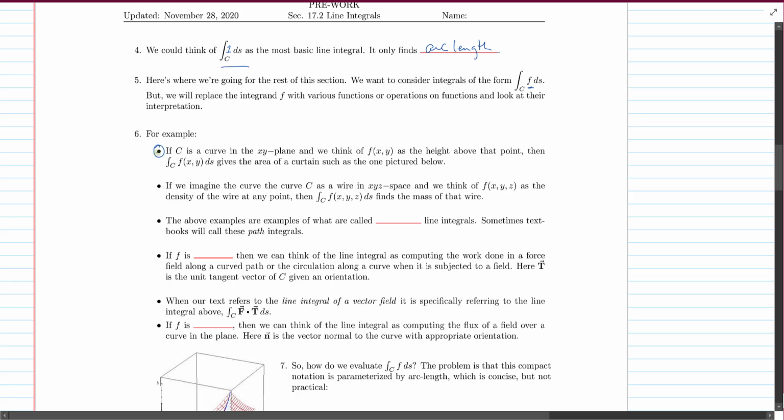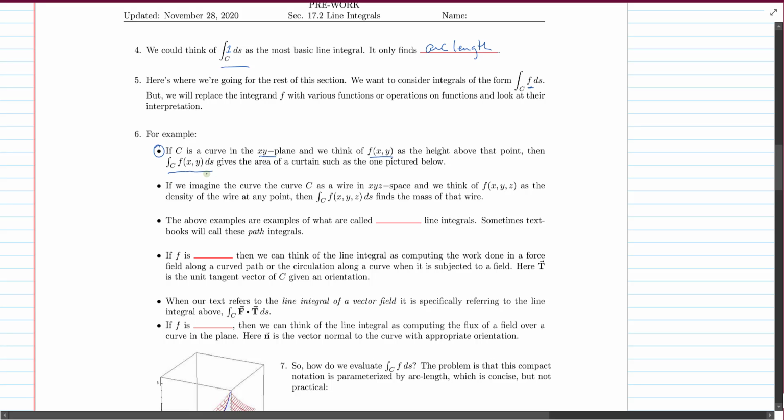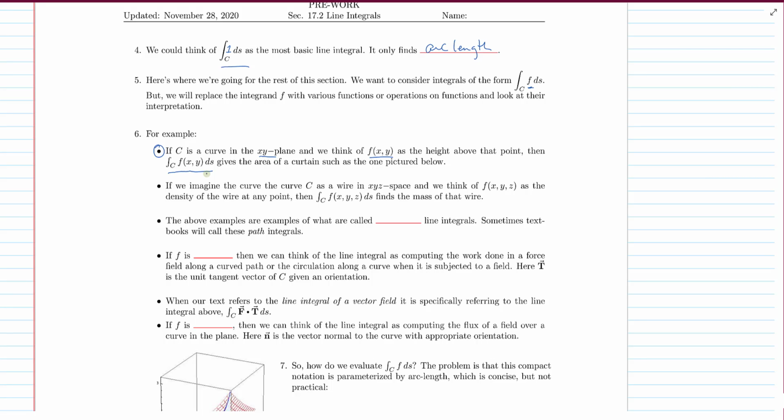But I'm only going to really focus on this first way we can think about this, where we think of our curve as living in the xy plane, and then we think of the function as some surface that lives above that xy plane, giving us the height, if you will, at a point above that curve. Then when we compute the line integral, what we have is the area of the curtain formed between the surface and the curve.